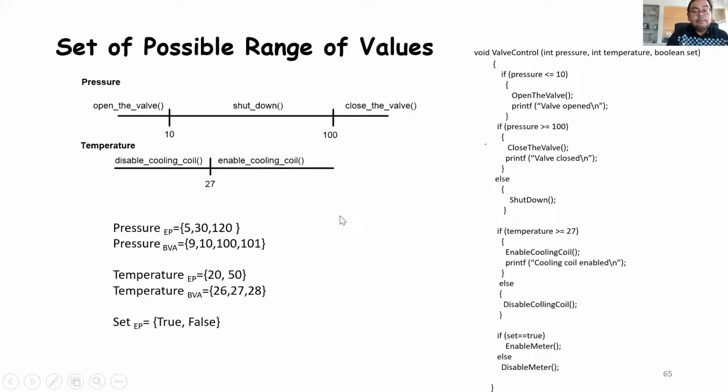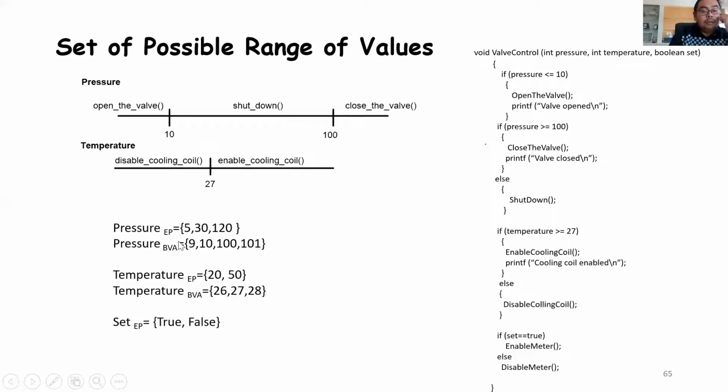If I were to find the equivalent partitioning for pressure, I have one partition here, another partition in the middle, and another partition here. So I can have 5, 30, 120, or 2, 3, 1, whatever. In the middle I could have 50 or 60, whatever. In the upper partition I can have 120, 130, 140, it doesn't matter. Because they are all equivalent, I have this set of possible tests for pressure equivalent partitioning.